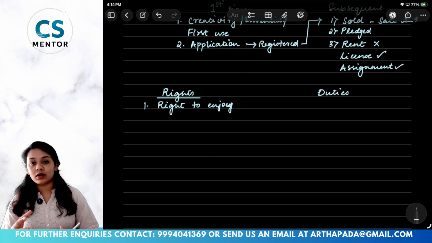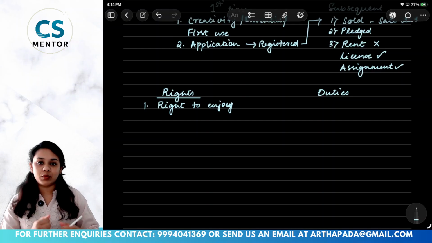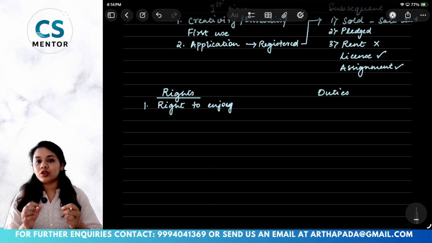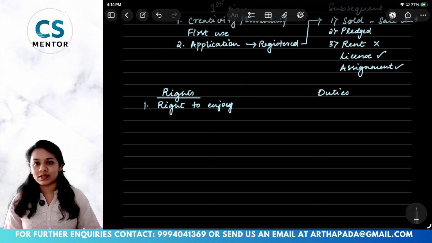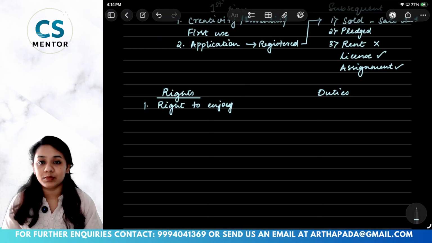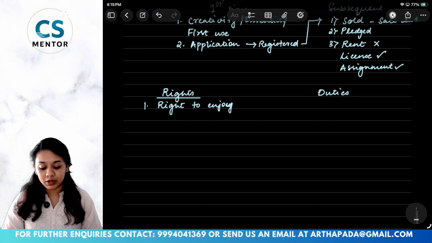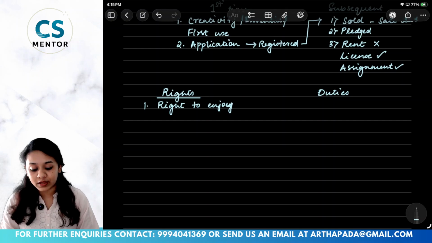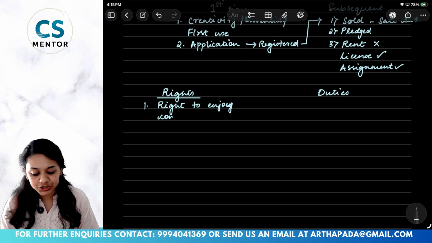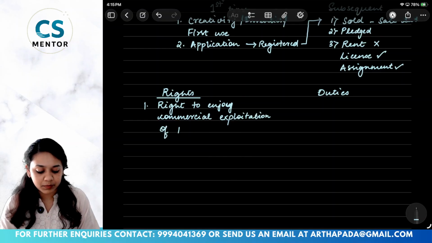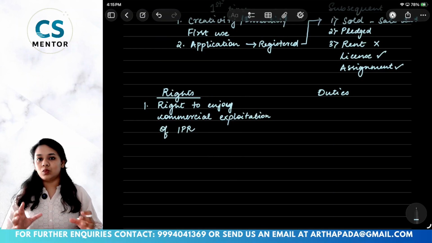He can't just take a copyright and then keep it with him. The requirement of intellectual property law is that if you've gotten a protection, you have to make it available to the public. By making it available to the public, you have every right to enjoy the commercial exploitation of that IPR. What does this mean?